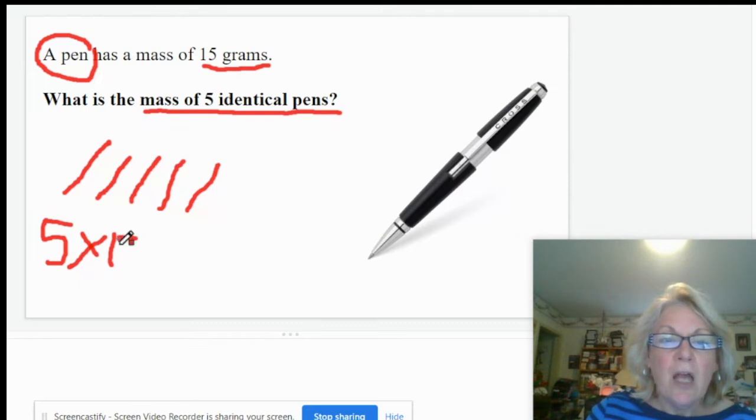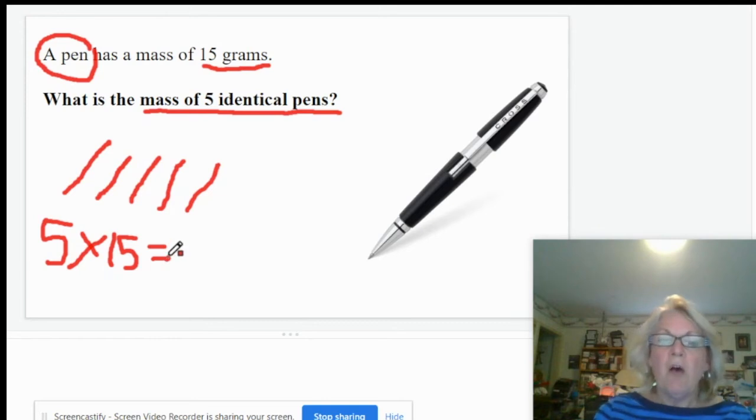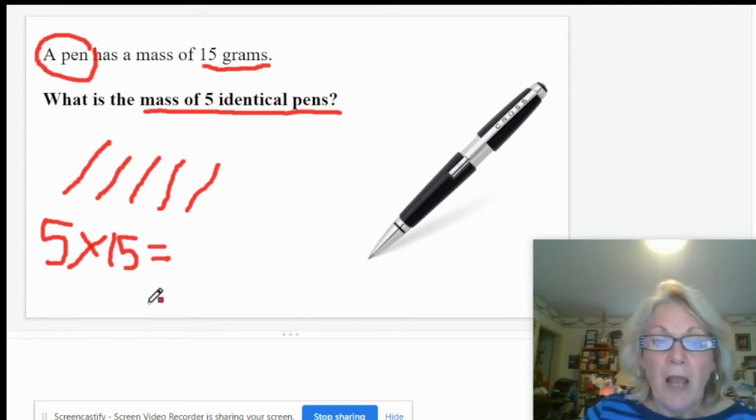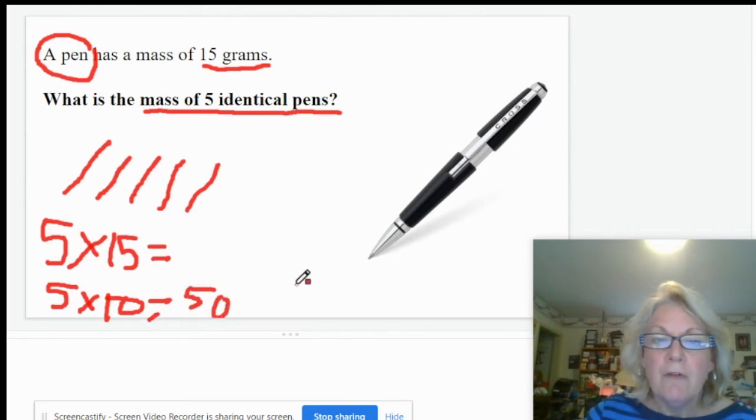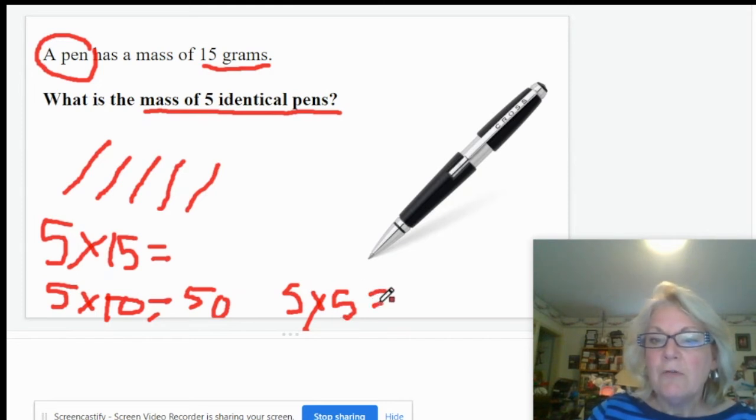Now, we haven't done times of 2 digits in a while. So who remembers a strategy that we can use to figure this part out? Great job. We can divide and conquer by having 5 times 10. And how much is that, everybody? Good, 50. And then we can do 5 times 5. Getting a little better at this writing. And what does that equal? That's right, 25.